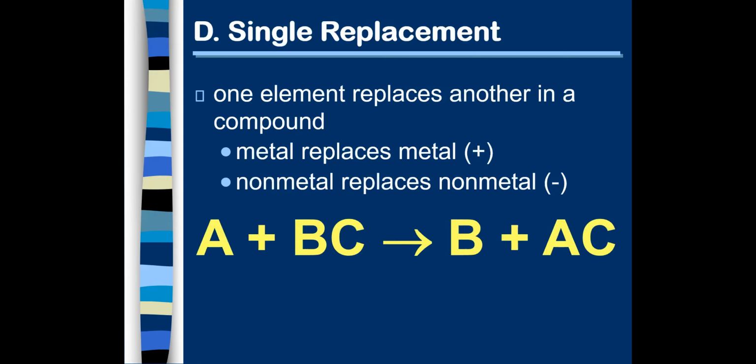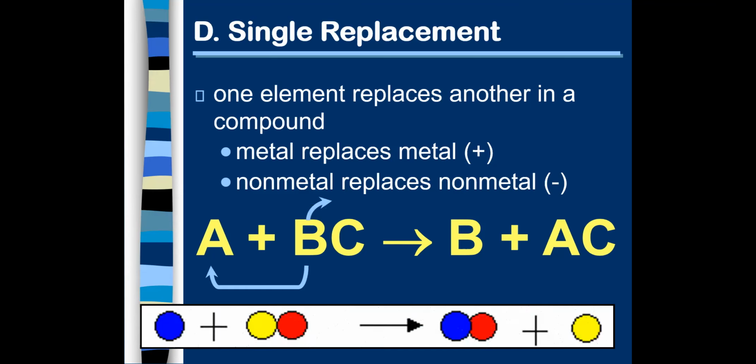And then single replacement is when one element replaces another in a compound. Remember, a positive will always replace a positive, and a negative will always replace a negative. That there are rules by which these go, and we'll look at those here shortly, but this is how it's going to go. So you notice that A is going to replace that B in there, and the B is going to be booted out, and it is by itself right there.